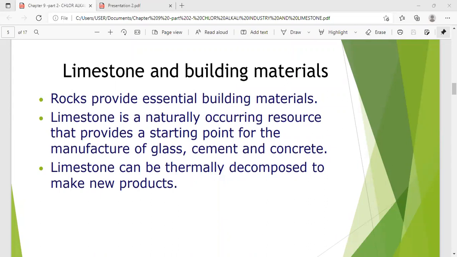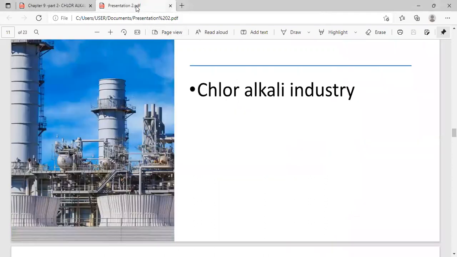In today's lesson, we are going to learn about limestone and building materials. Okay, so before that, let us do a quick recap of what we learned on Friday during the combined class. On Friday, we learned about the chlor-alkali industry. Okay, so let me ask you a few questions.